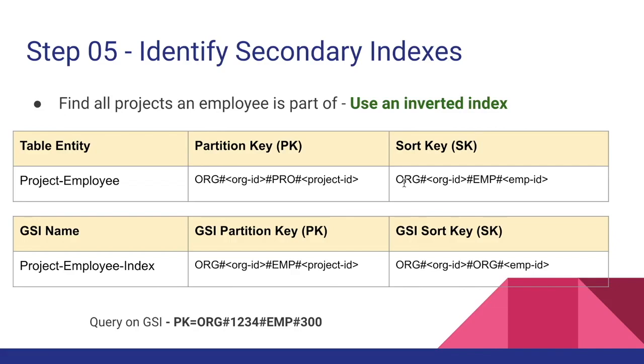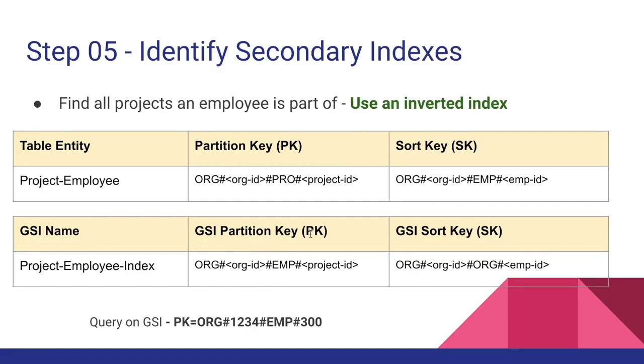So in order to make that query, what we need is to switch this ID in the sort key to the partition key and the partition key value to the sort key. So we need to invert this. So for that, we are going to create a GSI, or a global secondary index. We'll call it project employee index.